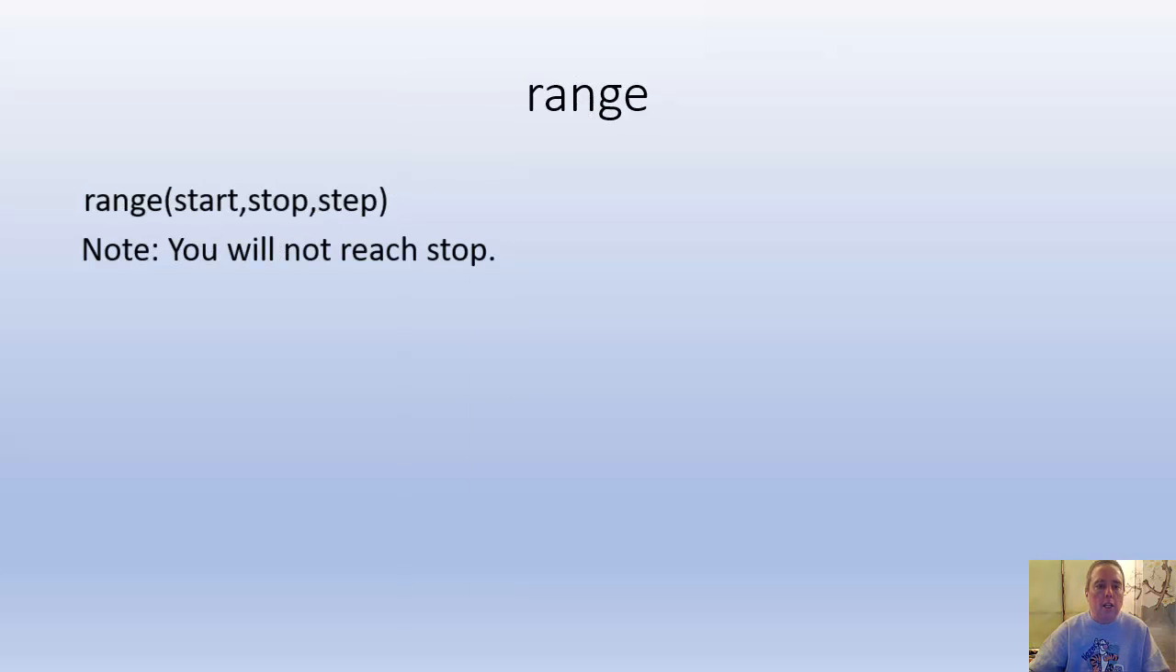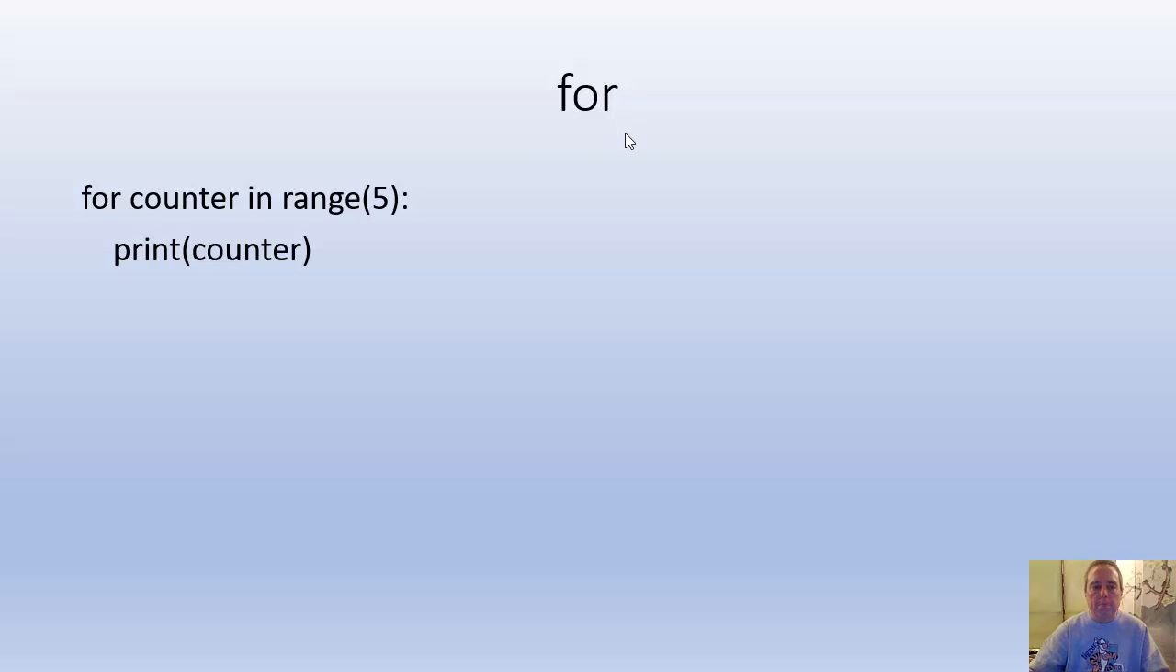All right. So, again, range, start value, stop value, step. Will not reach the stop. Default start is 0. Default step is 1. If you put a step, then you have to put in a start and stop. Okay? For loop. Okay? For counter in range of 5. This says, hey, 0 to 4. Okay? Again, we're not going to reach 5. And then it keeps going.